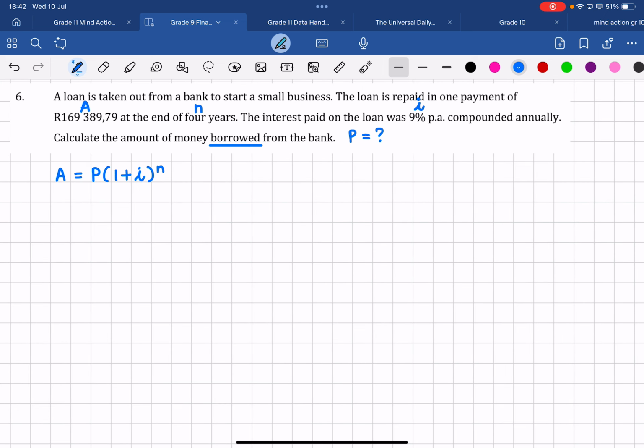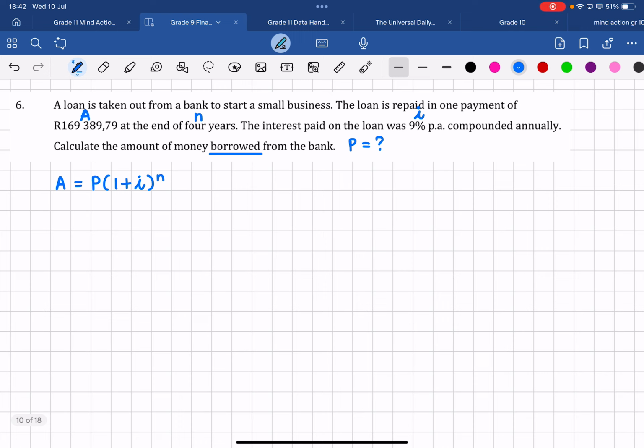Okay. Now for our second mark, we're going to fill in all the values that they gave us. Okay. So did they give us our A value? Yes. It was 169,389.79 equals, did they give us the P value? No. So we need to leave that as P, bracket 1 plus, the interest rate is 9%, so we're going to write that as 9 over 100, and the number of years was 4. So that's N, the number of years.